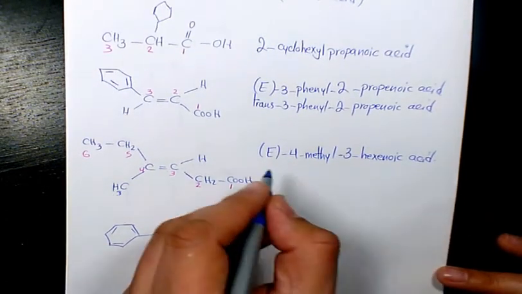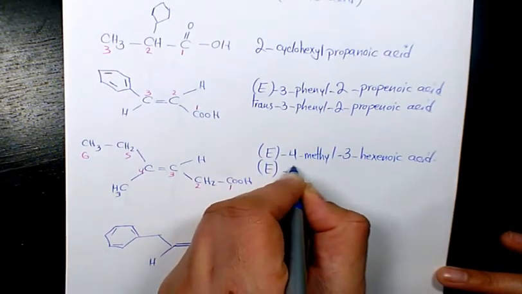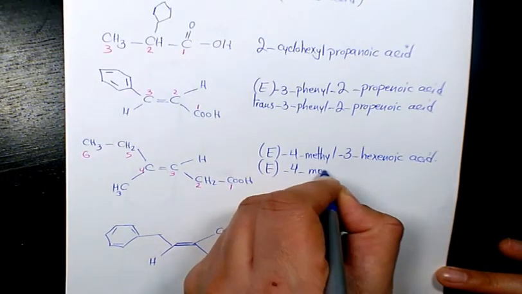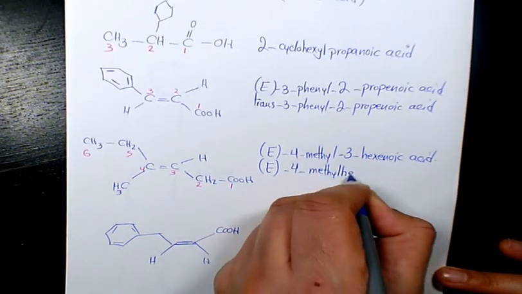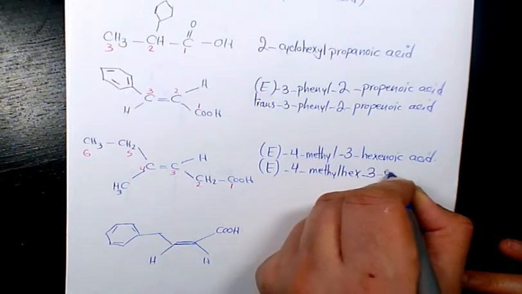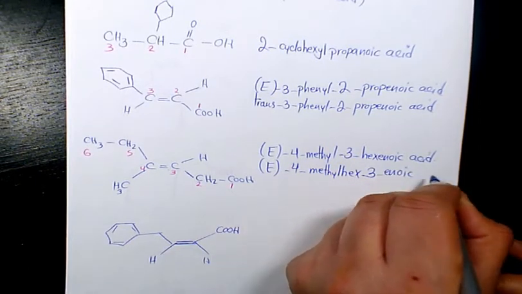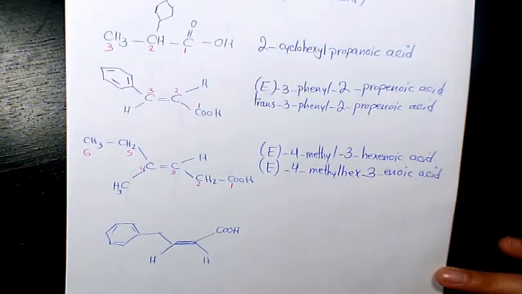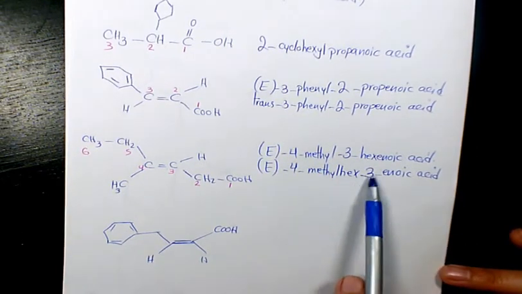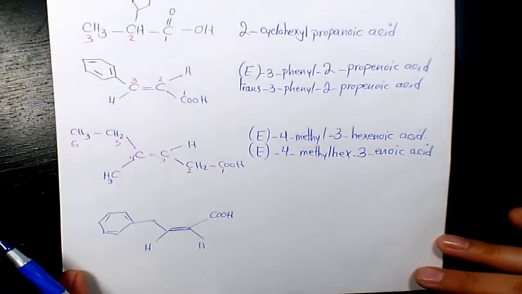You can also say E-4-methyl hex-3-enoic acid. This is another type of IUPAC naming. Hex-3-enoic acid.